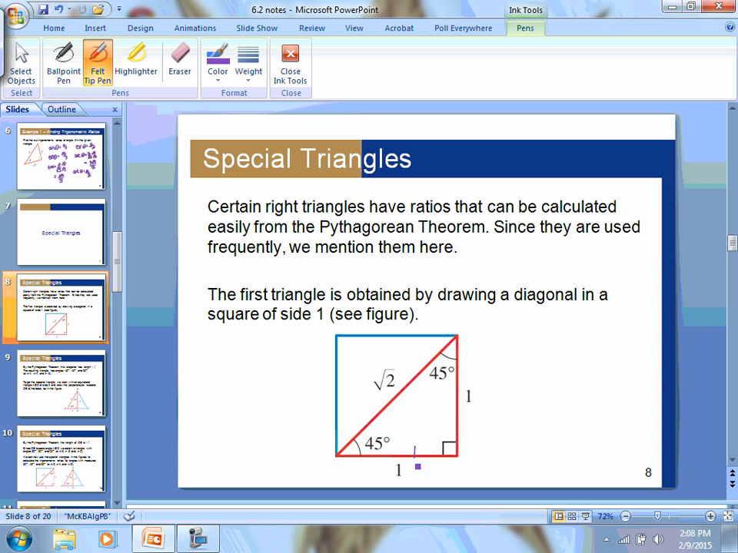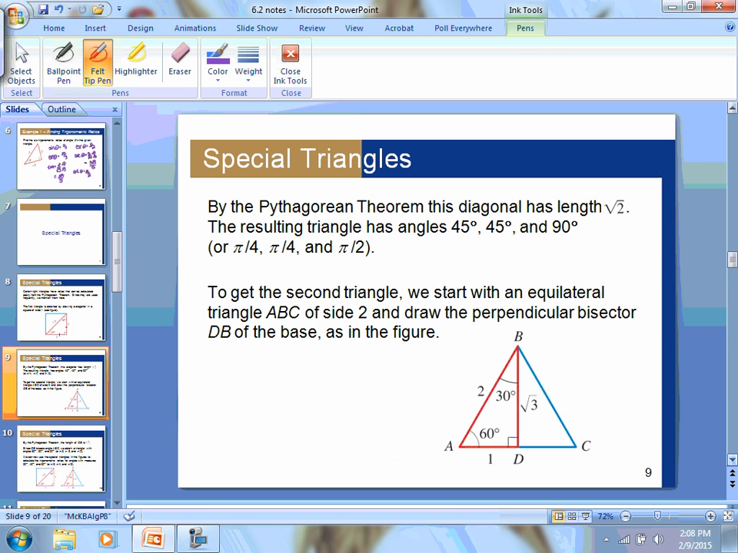Okay, the legs are congruent here because the base angles are congruent. And if you did 1 squared plus 1 squared, it would be equal to the square root of 2 squared. And then for the 30, 60, 90 triangle, okay, they have it drawn in here. It depends on which way you're looking at it. It could be a 30, 60, 90 or a 60, 30, 90. Okay, so depending on how the triangle is situated, you can draw it in a lot of different ways.